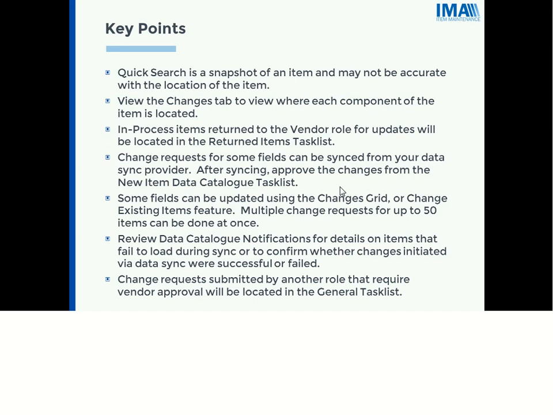Review your Data Catalog notifications for details on items that fail to load during sync, or to confirm whether changes initiated via data sync were successful or failed. And then finally, change requests submitted by another role that require vendor approval will be located in your general task list. So those are just some key points to take away.